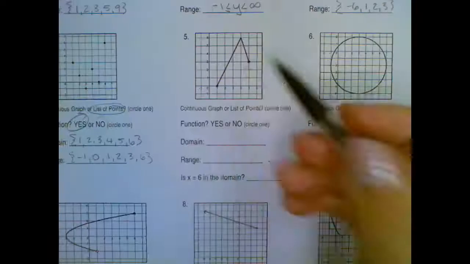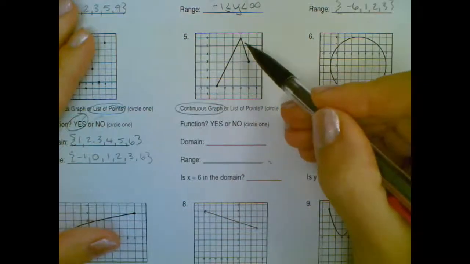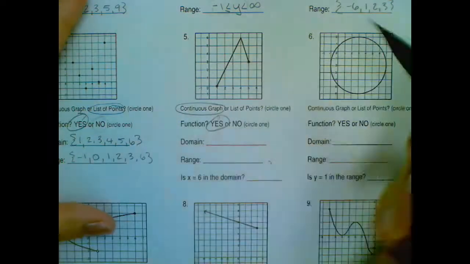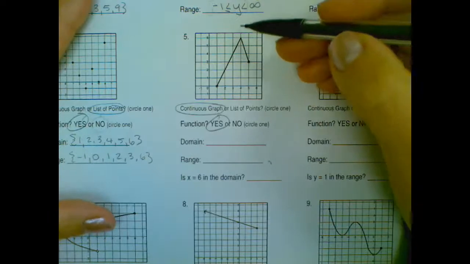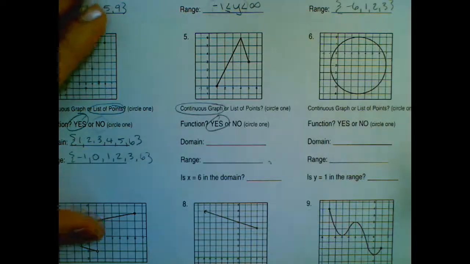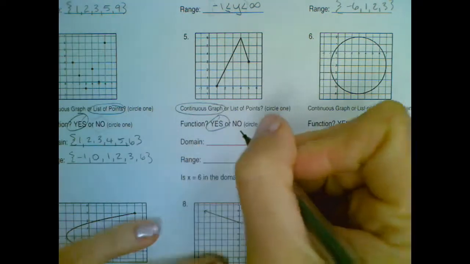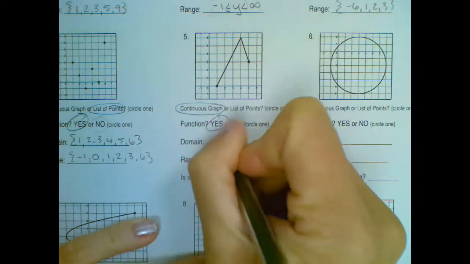Okay, for number 5, this is a continuous graph. So it starts here, continues to go on until it meets here. We would say yes, this is a function because again, it passes the vertical line test. There's no vertical line that would cross our graph more than once.